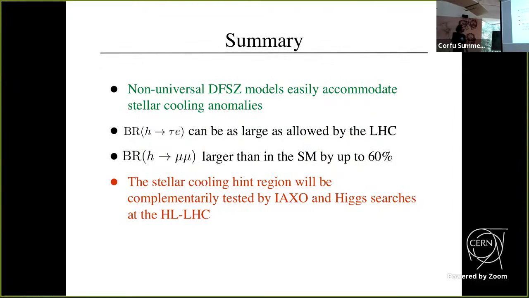So just to summarize, in non-universal PQ models, it is easy to accommodate the stellar cooling anomalies. And I haven't said much about the axion, but the takeaway message here is that the cooling hint region can be probed by axion helioscopes and at the same time by the Higgs searches at the high luminosity LHC. Thank you, and sorry for going over.